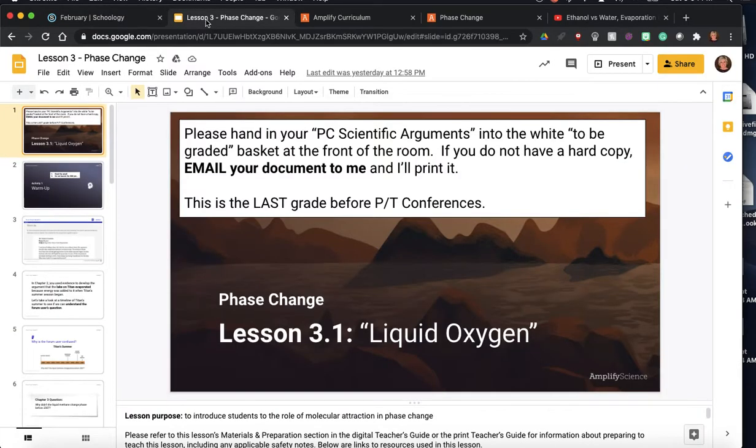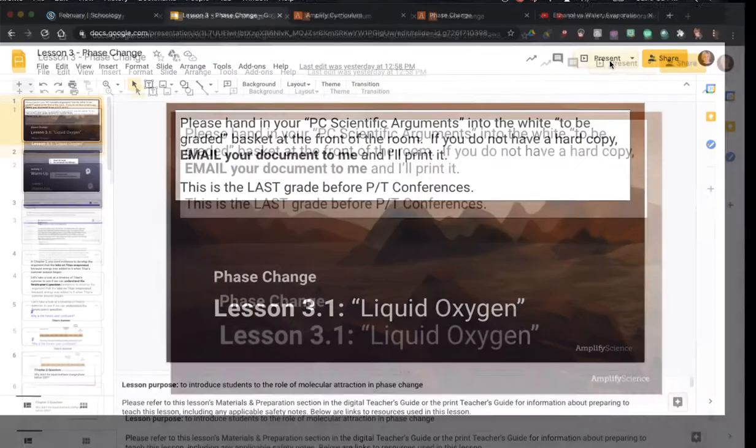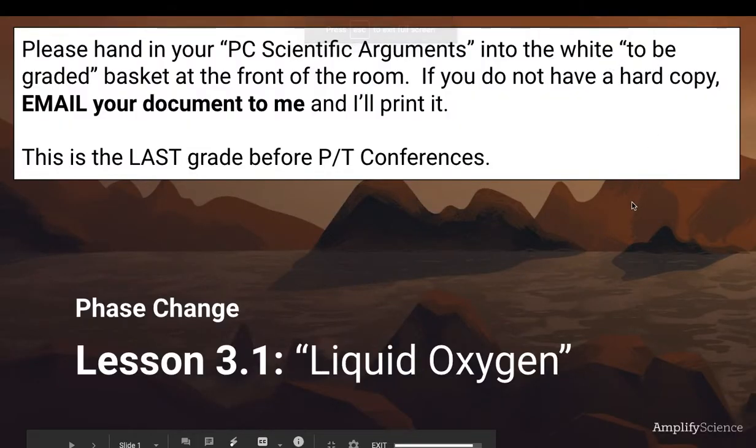Okay, let's go ahead and get started with the lesson. This first slide is just to remind you, if you have not done so already, please hand in your phase change scientific arguments into the white basket. It's on the table there at the front of the room. And if you don't have a hard copy, if you did not print one off, that's okay. I don't want you to go into the computer lab and do that. Instead, email your document to me and I will print it off.